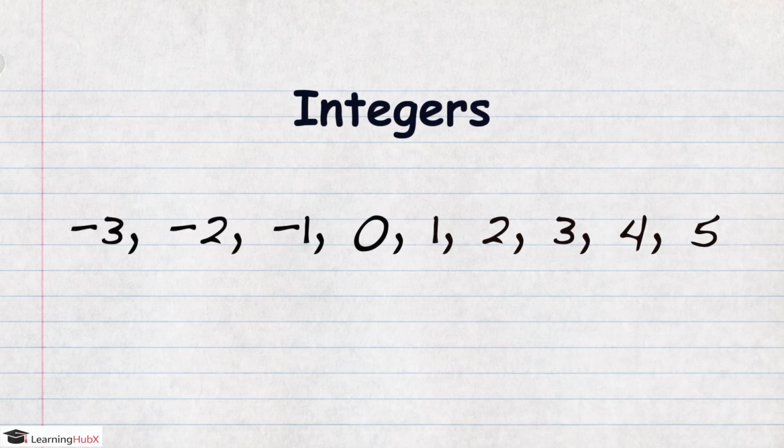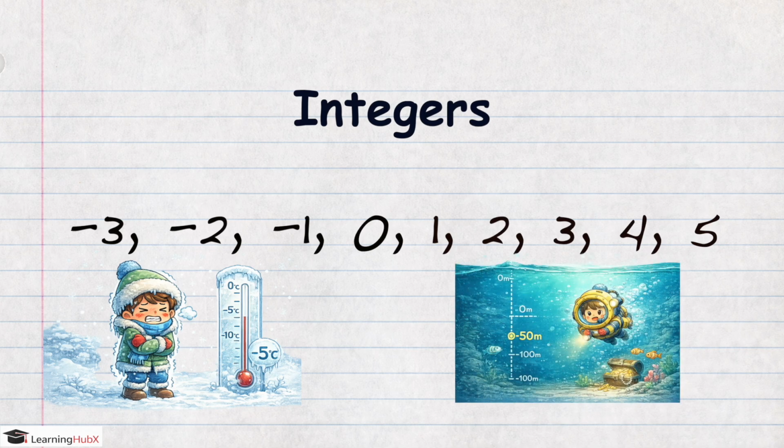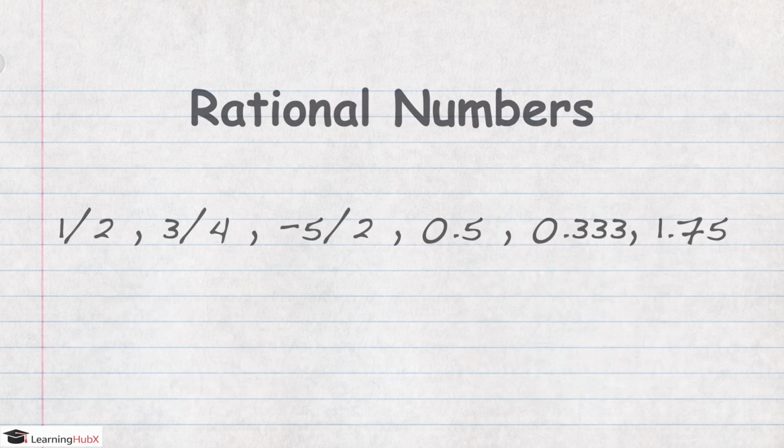But what if we go below 0? Think about cold temperatures or diving below sea level. These numbers are called integers. Integers include positive numbers, negative numbers, and 0.